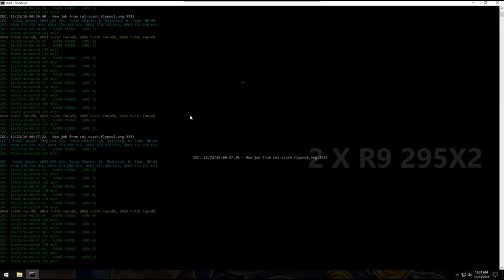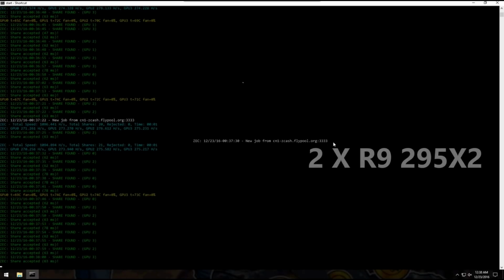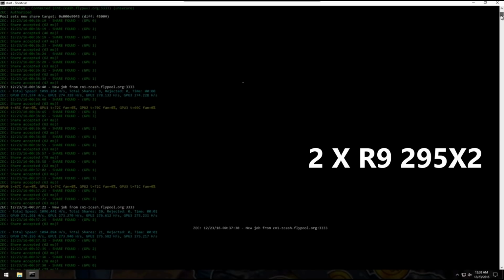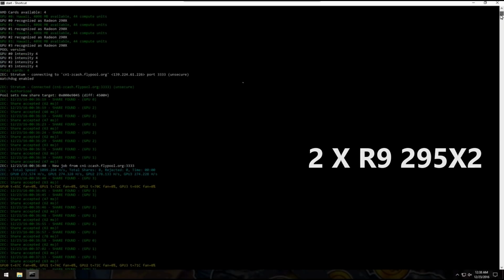And here are my 295x2s. Four 290X GPUs, getting over 270 hashes per second, generally between 270 and 275.